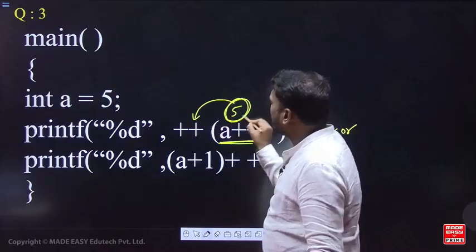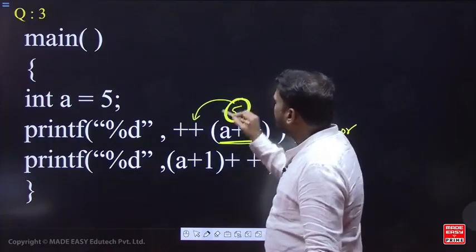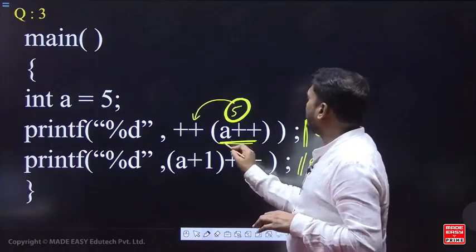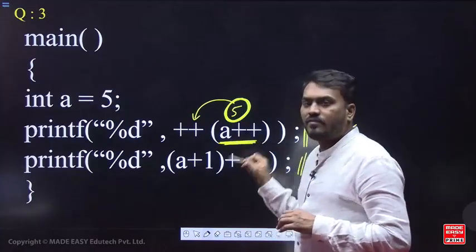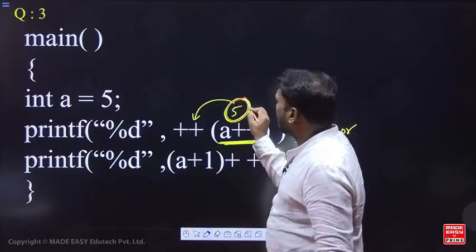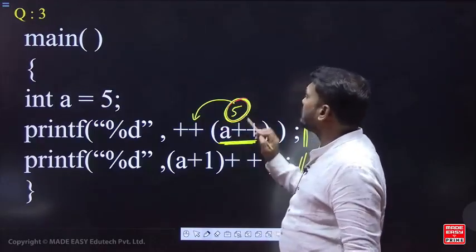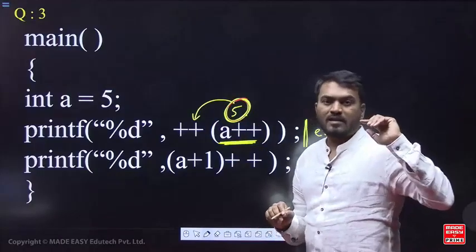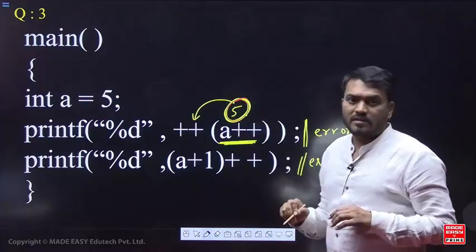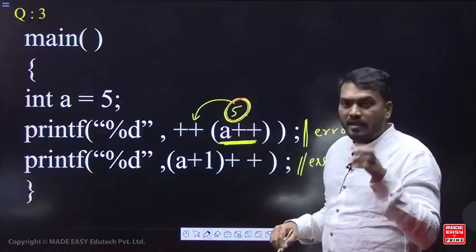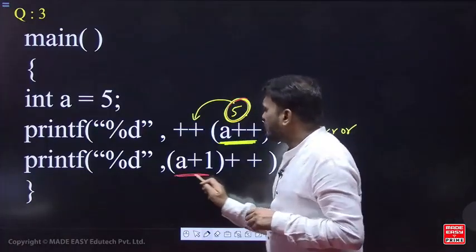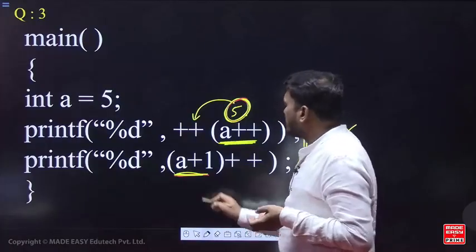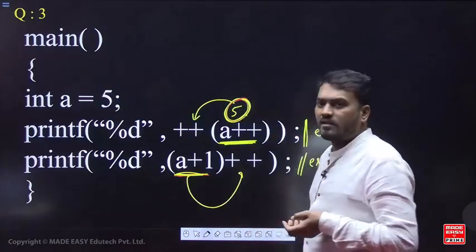Remember, it will treat this 5 as a constant, not as a variable. When you take the 5 here and apply ++, it will treat this as a constant. Remember, you cannot increment a constant. You cannot apply pre-increment on the constant, so that will give you an error. And next, the same thing here: a+1, you take some value, maybe 5 or 6, whatever the value. Again the same thing, you are applying post-increment on the constant.